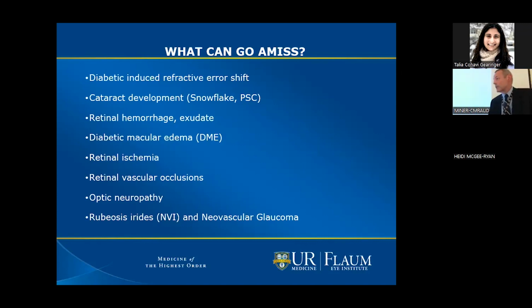There are cataracts that can develop obviously just throughout life, but in particular, we see some peculiar types of cataracts that tend to develop in our diabetic population. We can see leakage of the vessels, hemorrhages and exudates in the retina. We can see swelling in the macular area, diabetic macular edema, and poor circulation, basically, or ischemic disease in the retina as well as a consequence.